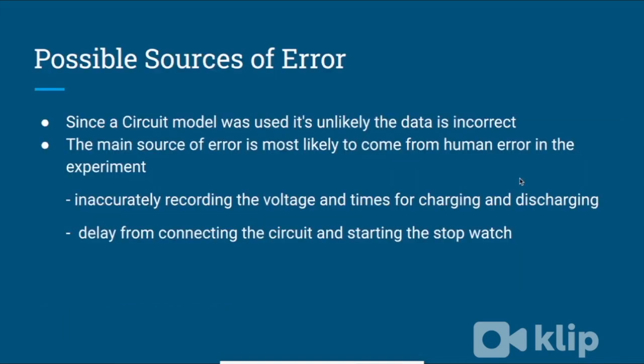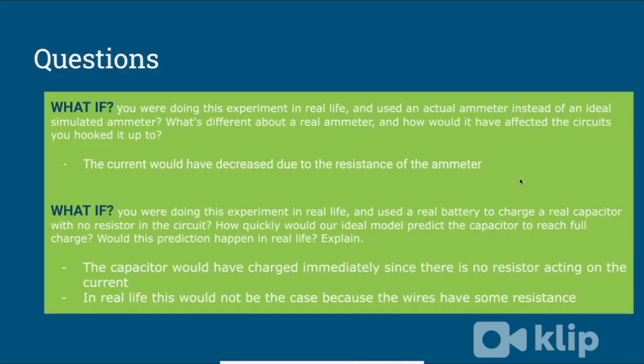Next, for possible sources of error in this experiment. Since a circuit model is used, it is highly unlikely that the data is incorrect. However, the main source of error in this experiment is most likely to come from human error in inaccurately recording the voltage and times for charging and discharging using the stopwatch, which would have led me to get incorrect data points. Next, to answer a few questions about this lab.